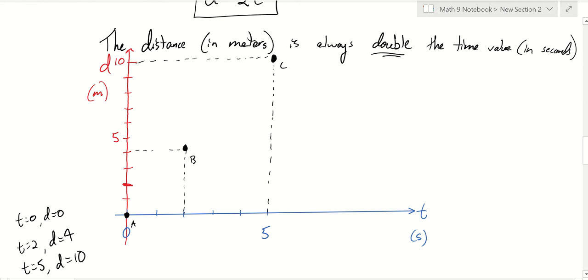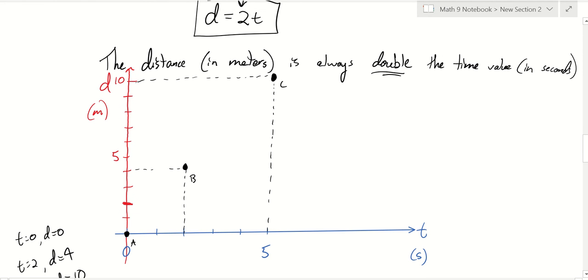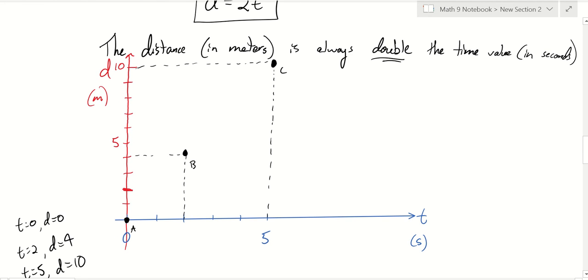And we know from the pattern of our equation, d equals 2 times t, that the distance is always going to be twice the time. So I could say at t equals 1, d will be equal to 2. So I can chart that position. At t equals 3, d should be equal to 6.